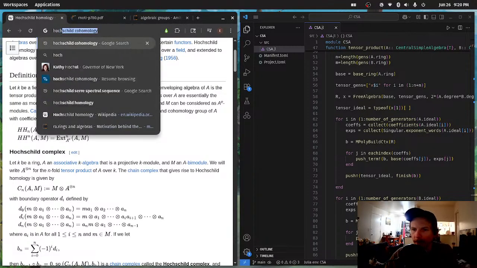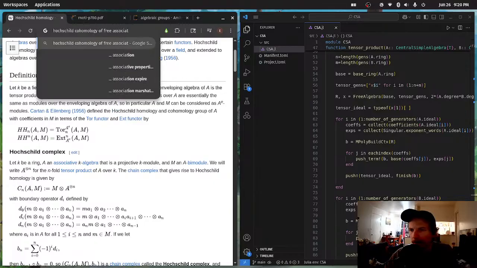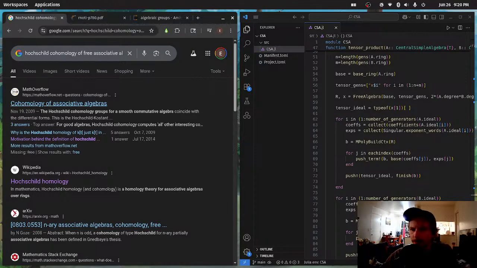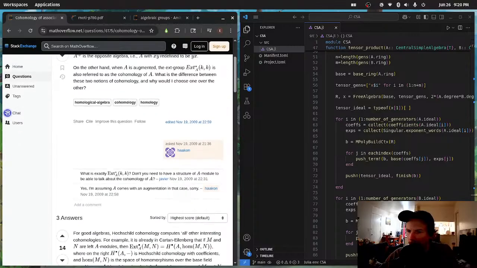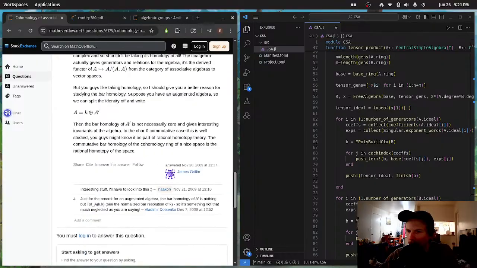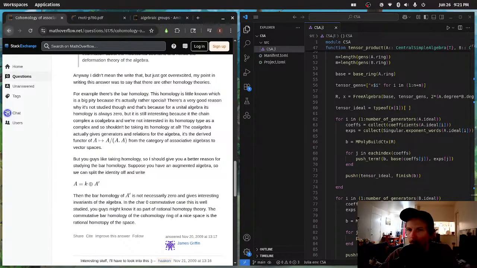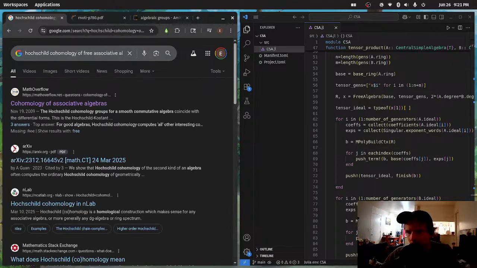So let's look up Hochschild cohomology of free associative algebra, and ideals. I don't know. Yeah. What do we get here?